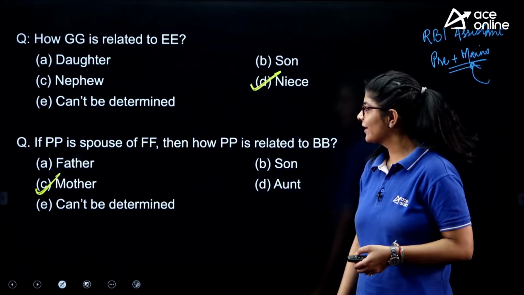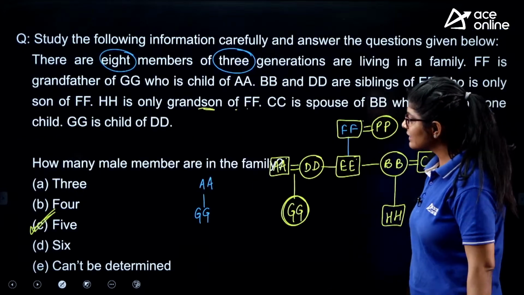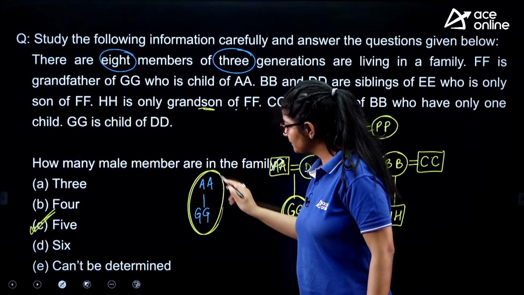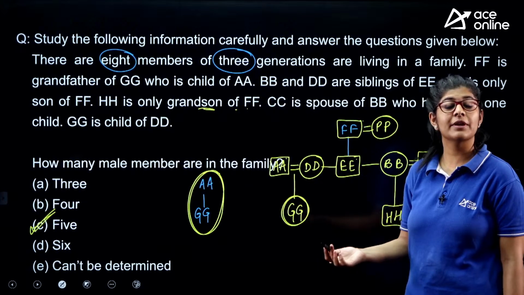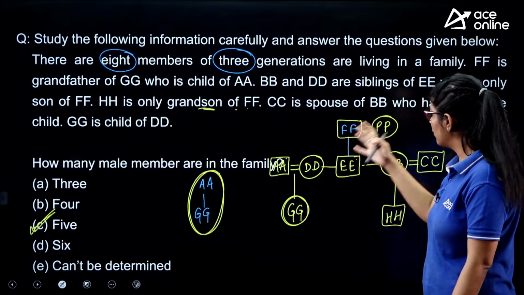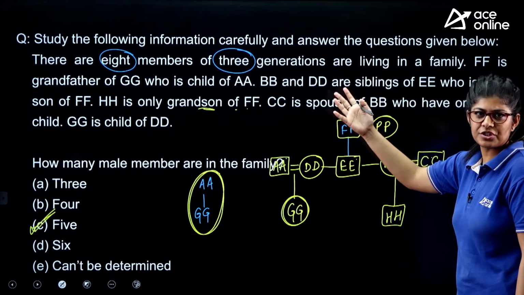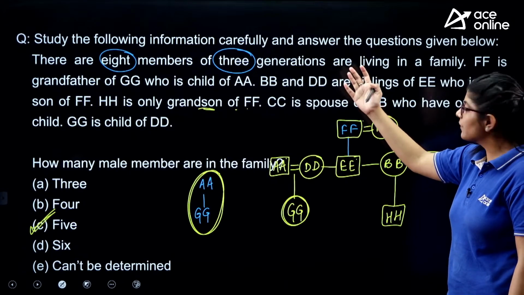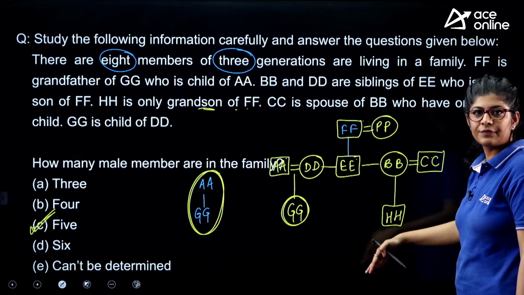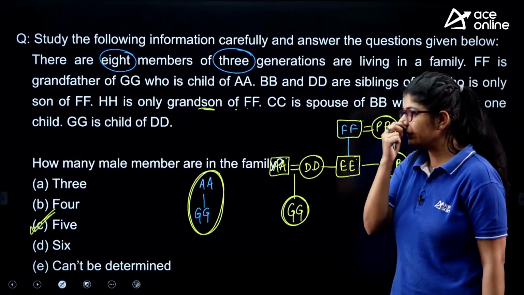It's a very easy one. All we need to do is crack this point. If we can easily get that, then we can easily draw the whole arrangement. If you want to check the conditions as well, you can check: 8 members, 3 different generations. Right? Next.